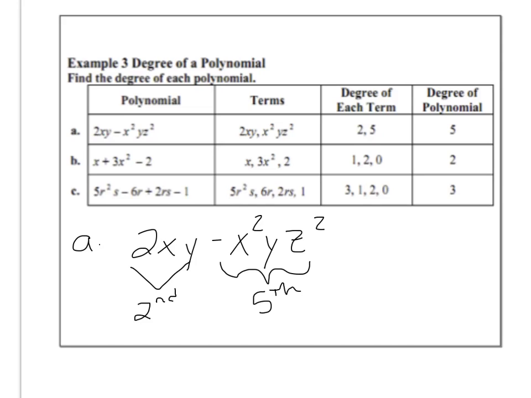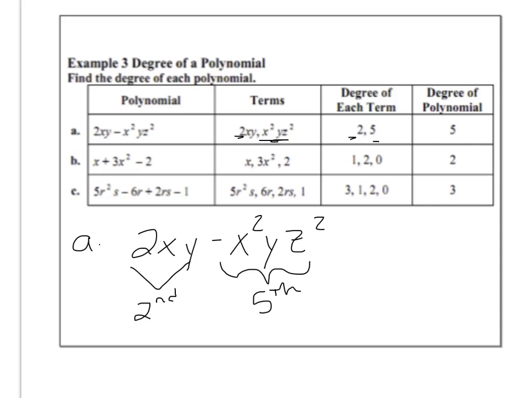So when you look at what the terms are, they're just going to separate the two. Look at what the degrees are, and then in order to state what the degree of the polynomial is going to be, you just figure out each one, and then the highest one is the degree of that particular polynomial.